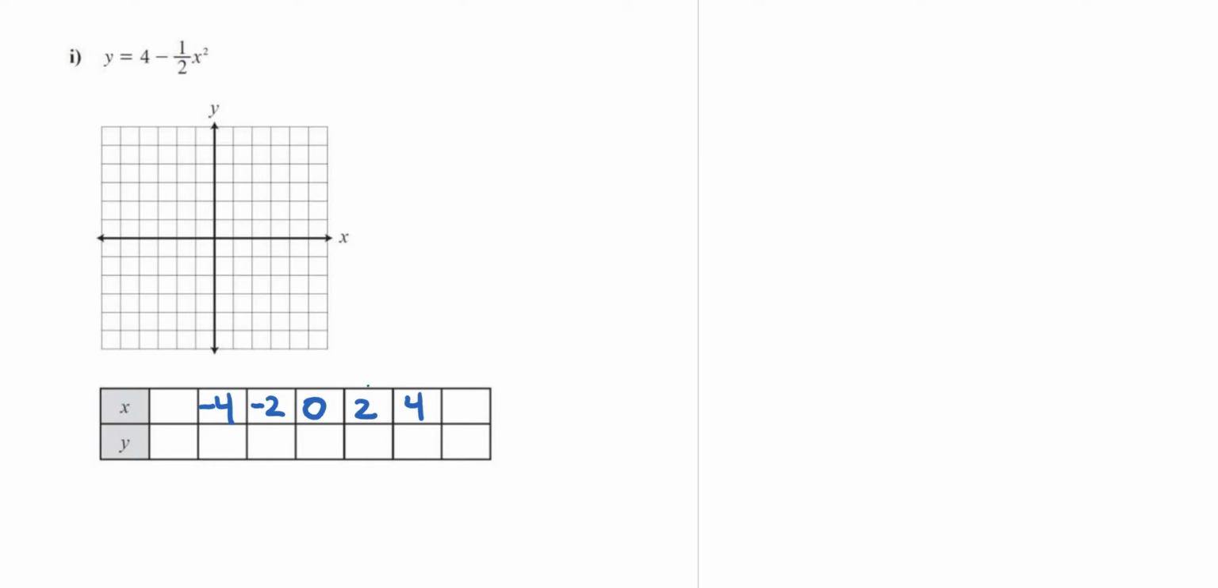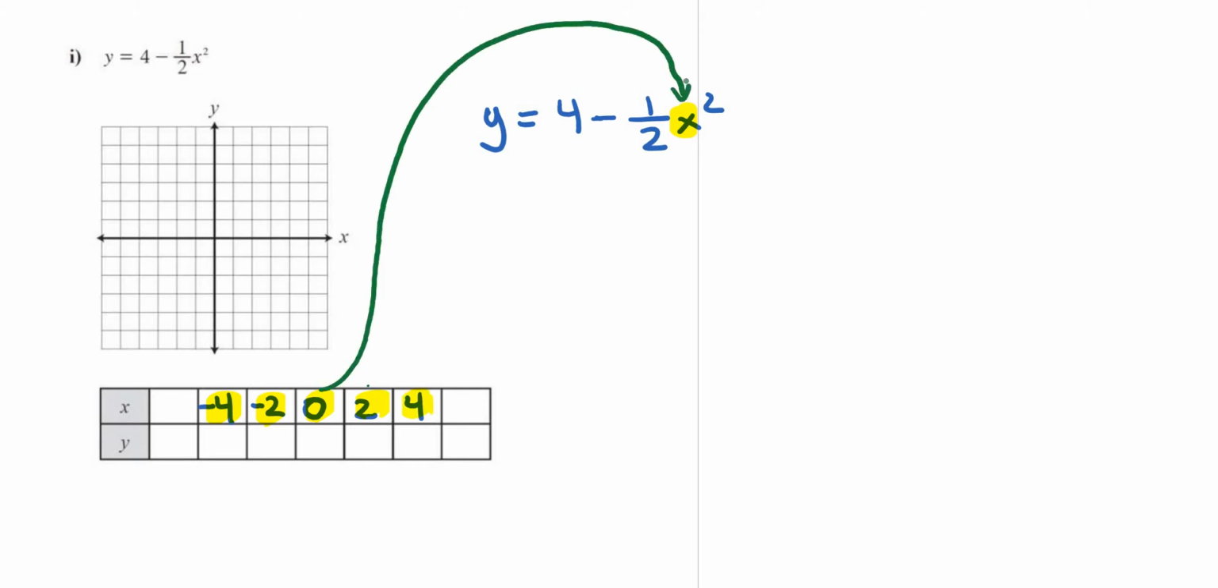And for this next problem, letter 1i, I'm graphing the function y equals 4 minus 1/2 x squared. Basically, this x value here is going to be replaced with these x values down here. Let's start with x equals 0. That's probably the easiest one to calculate. So this is 4 minus 1/2 times 0 to the power 2. 0 to the power 2 is 0, and 0 times 1/2 is 0, so all this part is simply 0. So 4 minus 0 is 4. So when x is 0, y is 4.